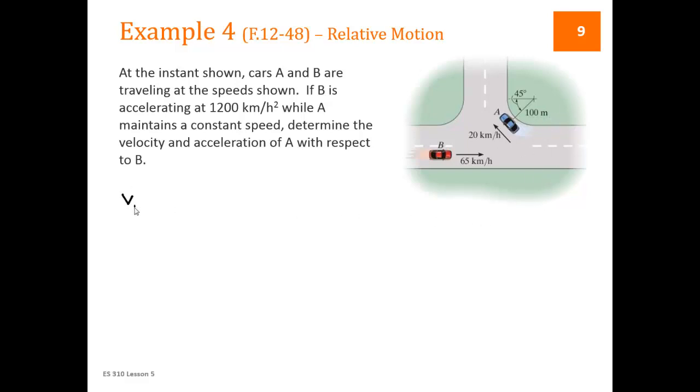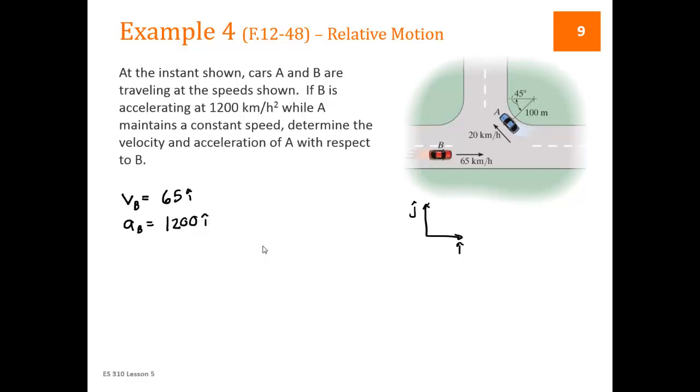VB is most easily expressed in the i hat, j hat coordinate system. So here is the i hat, j hat coordinate system. All right, so VB only has an i hat part, 65 i hat. The acceleration of B is also given. It must be accelerating in the direction it's going, right? So it's also only got an i hat part, and it's 1200.